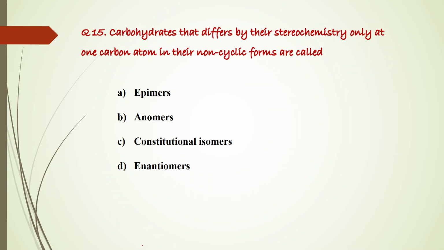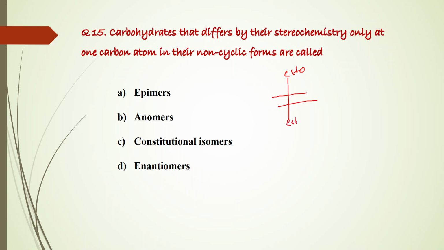Moving to the next one, it states: carbohydrates that differ by their stereochemistry only at one carbon atom in their non-cyclic form are called what? Only if you change one stereo center, change the stereochemistry of only one center, then what do you call them in their non-cyclic form? So as an example, I am just showing you.